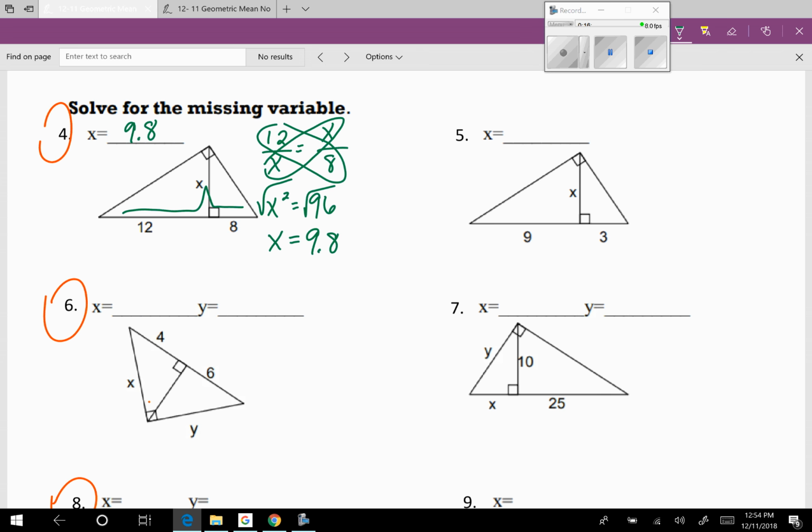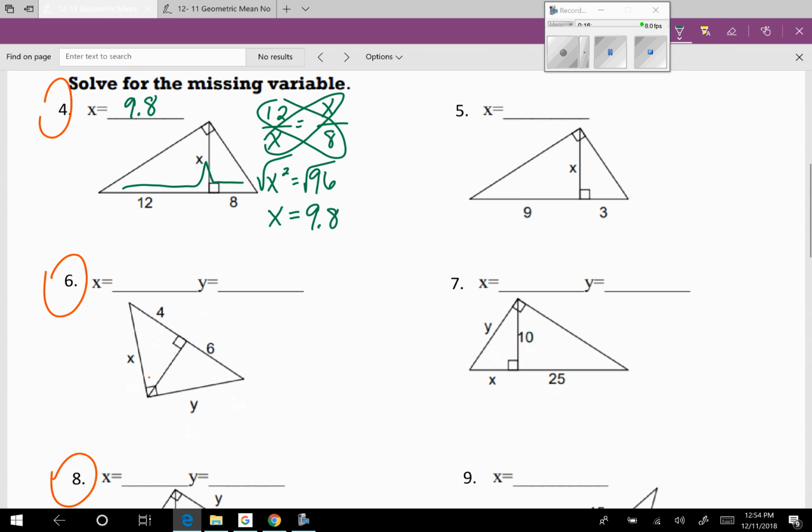Now number 6. You can see we're trying to find these legs here, so we're going to use the boomerang rule. We have to do it twice because we have to find x and y. First we'll find x. We'll compare x to the total hypotenuse, so we have to add the 4 and the 6. The total hypotenuse is 10. And then we compare the x to the 4. So we have 10 over x is equal to x over 4.